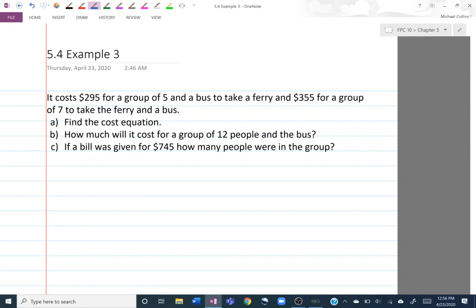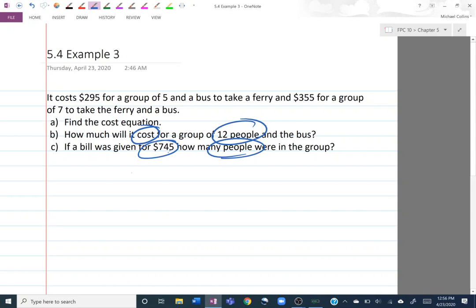Okay, so the first thing we're going to have to do is define our variables. So we're talking about two things. What are the two things we're talking about? If you don't know yet, try reading the whole question. How much will it cost for a group of people and the bus? C, oh, that's the cost again, and how many people?